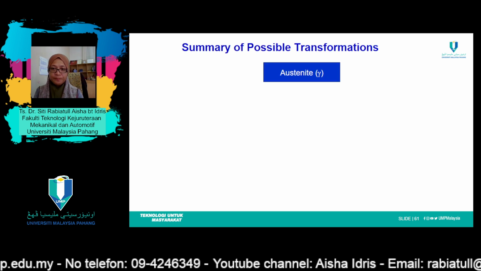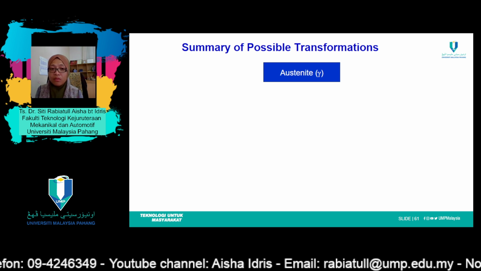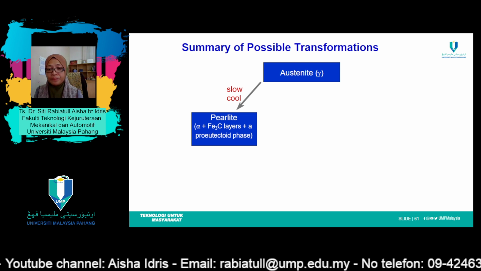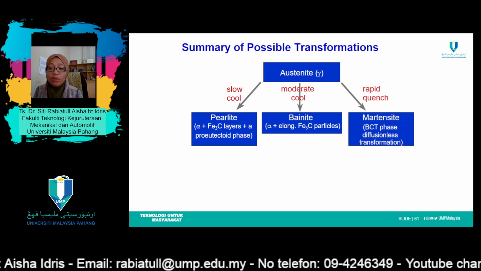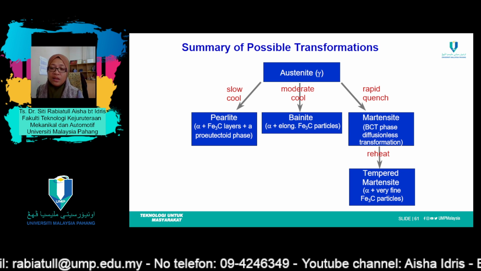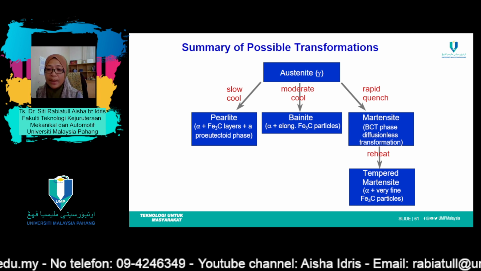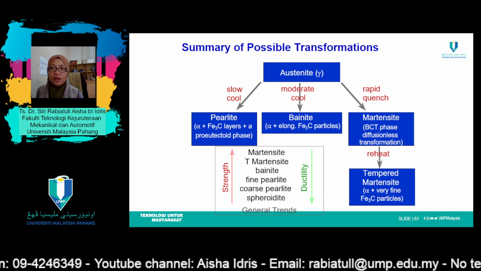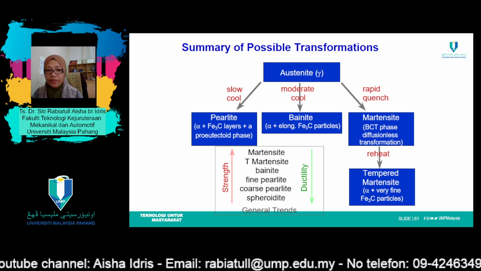So in summary, first of all, we need to heat the carbon steel to austenite temperature. Slow cooling will produce pearlite. Moderate cooling will produce bainite. Rapid cooling will produce martensite. And reheating the martensite is called the tempering process, which will produce tempered martensite. And in general, the higher the strength of the microstructure of that specimen, the lower the ductility of that specimen.